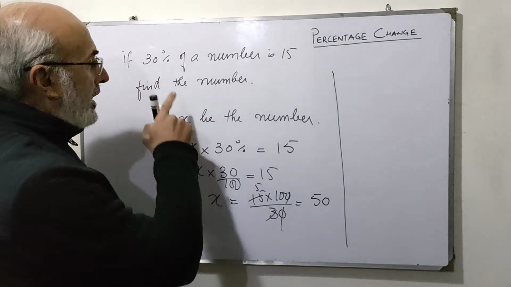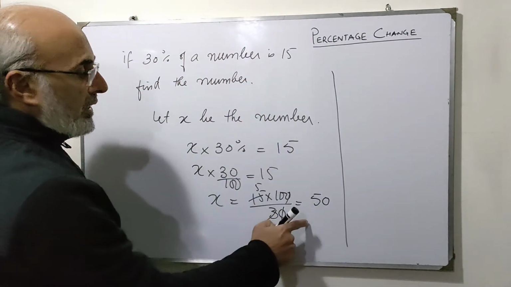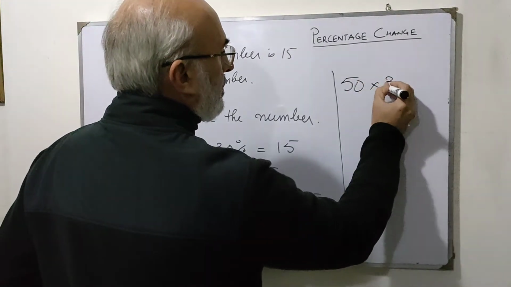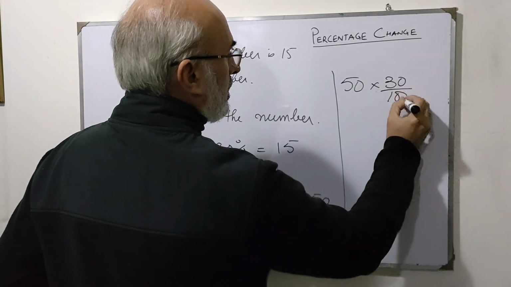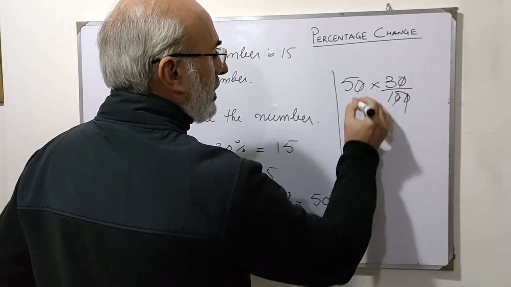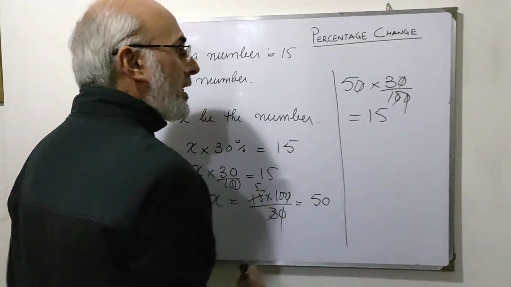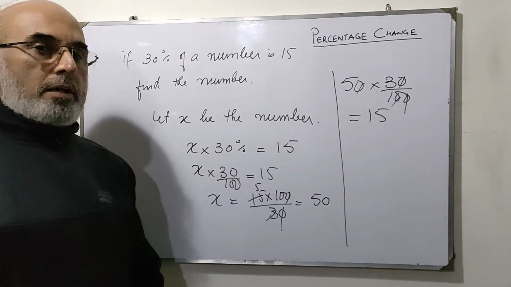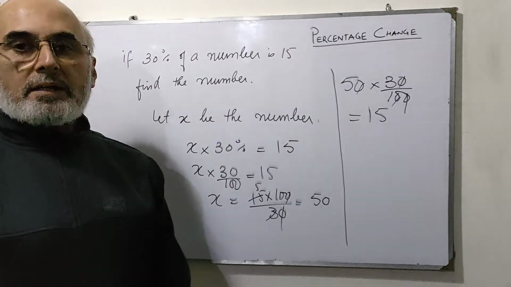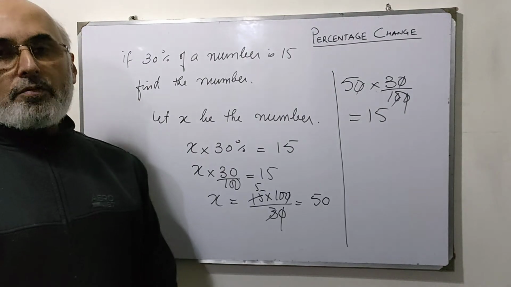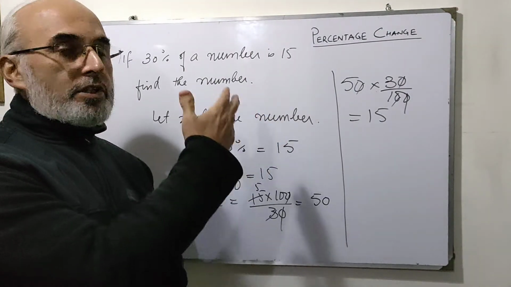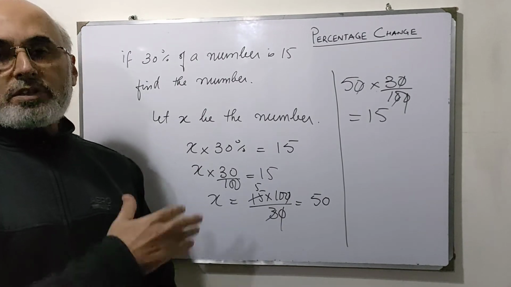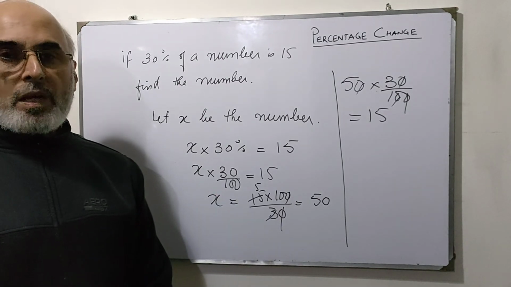The question said that 30% of the original number is 15. So 50, and 30% of 50 is 15. Okay? So that means our supposition that x is our number and the solving method is correct, and we have found the original number whose 30% is 15.